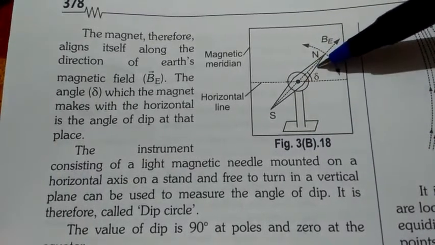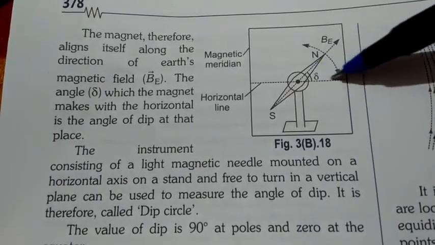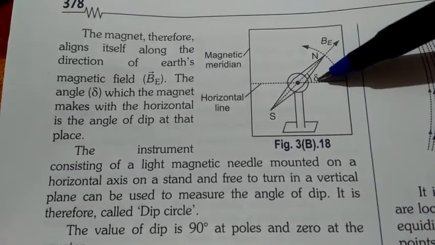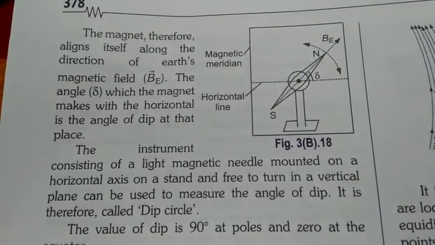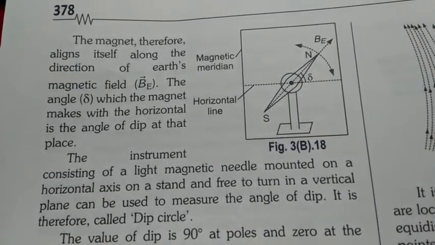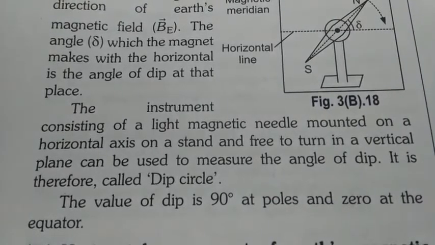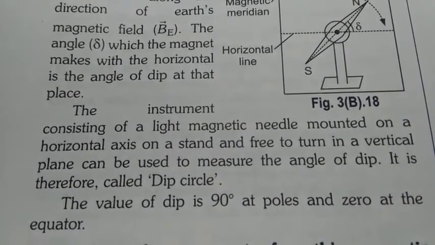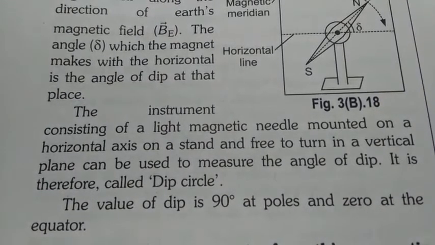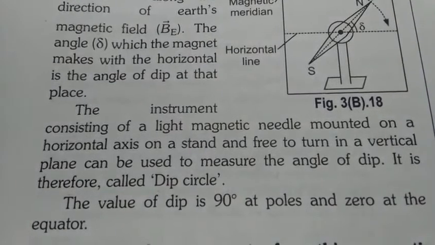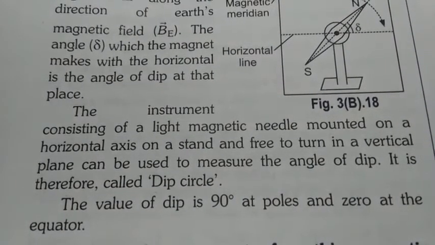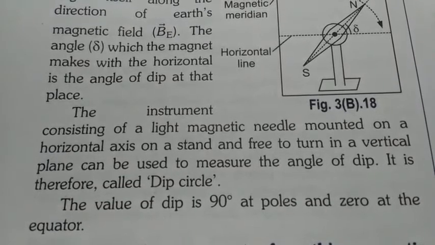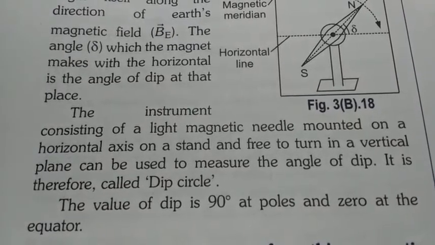Here you can see this is the vertical needle which is showing the north-south magnetic poles of Earth, and this is the horizontal equator, the magnetic equator. The angle between them is given by delta. It is the magnetic dip. The value of dip is different at different places, but two values you must remember: the value of dip is 90 degrees at the poles and 0 degrees at the equator. So its value varies from 0 at the equator to 90 degrees at the poles.